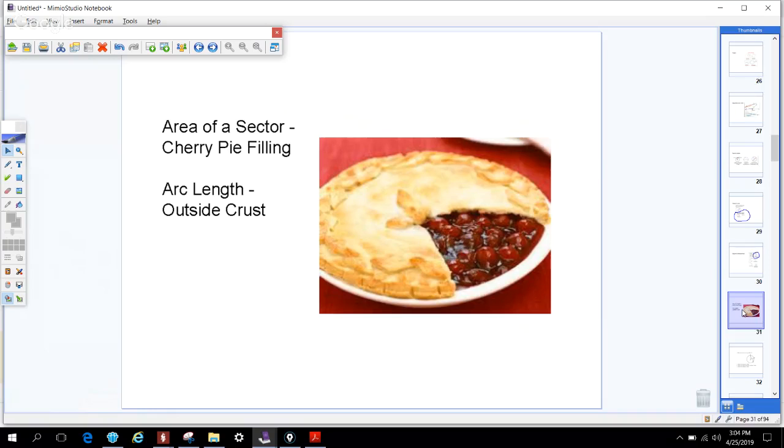2 more things. A lot of kids struggle with the difference between arc length and area of a sector. I think of pie. So here I've got myself a cherry pie. The arc length is the crust of the pie. It's the outer crust. The area would be the inside of the pie where all the cherries are. So if it asks you for arc length, it's asking you for the crust. But if it's asking you for the area, then you know it's going to be the pie.